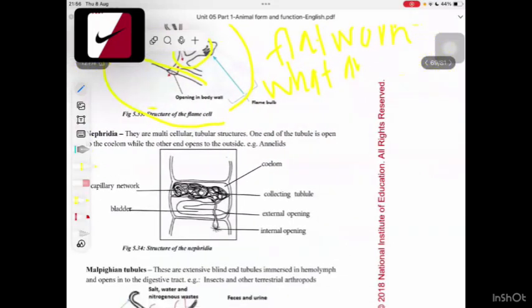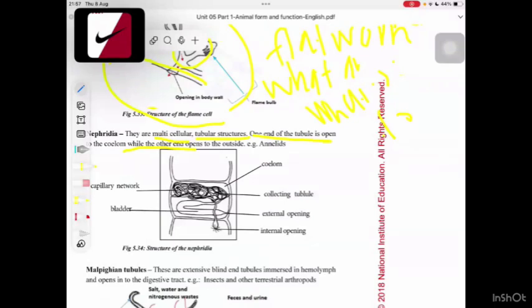Okay, now let's go to nephridia. They are multicellular tubular structures. They will ask you what nephridia are. You have to say nephridia are multicellular tubular structures that are present in annelids for excretion. You have to complete your own definition for that, right? And if you want, you can keep on explaining as well, if you're not sure about the answer you're given, because they haven't given a proper definition.